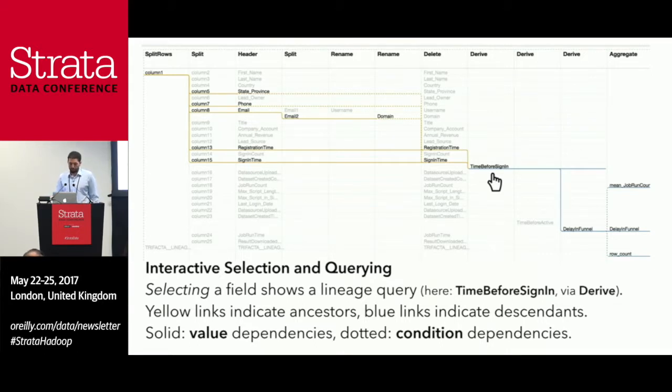I'll go into a demo before we get into that, just to give you a sense of some of the basic interactions. Here we've selected a single attribute in the middle of the recipe. This is that time before sign-in attribute I mentioned before. We have yellow lines going back, tracing the backward lineage. We can see that time before sign-in directly depends on the registration time and the sign-in time. If you recall, we were taking the difference between those two values to create the time before sign-in. And then those values themselves have dependencies going back as well.